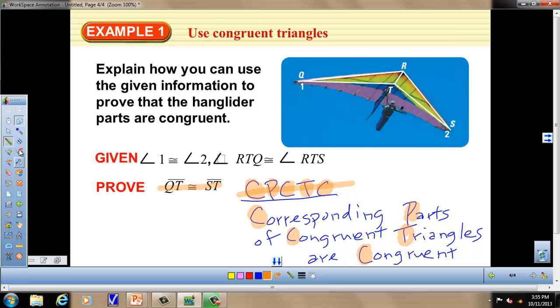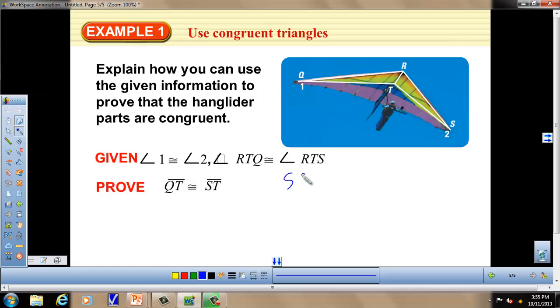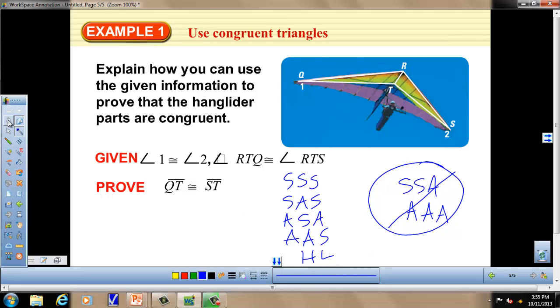Just to remind you again, the different ways we can prove triangles congruent. We've got side, side, side, side, angle, side, angle, side, angle, angle, angle, side, and hypotenuse leg. The two that don't work are side, side, angle, because that's a backwards donkey, as I tell my class, and angle, angle, angle. Those are the two ways that do not work. Okay? So you need to figure out, you're going to prove the two triangles are congruent using one of these 5 ways.